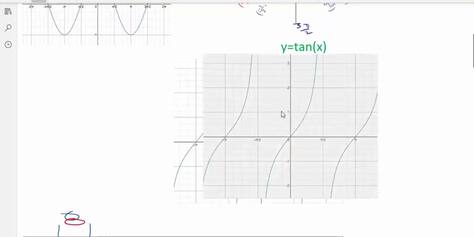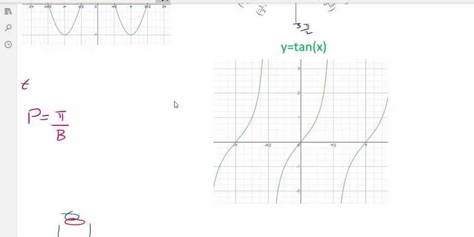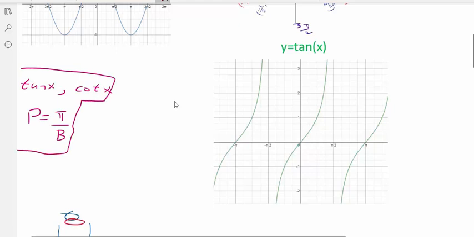So first off, let me tell you, when you look at the tangent graph, it does not have a period of 2 pi. The period for tangent is pi over b, not 2 pi over b, because the normal period for tangent is just pi. So this is the period formula for tan and cotangent. If ever you're asked to find the period of tangent or cotangent, do not use the formula 2 pi over b, use the formula pi over b.